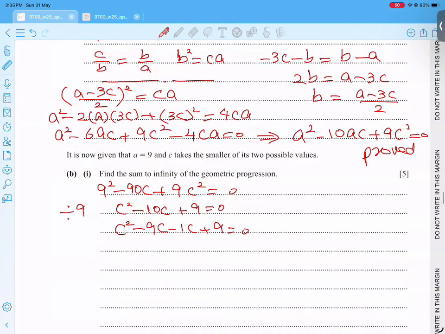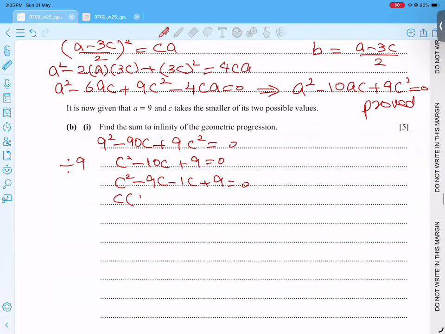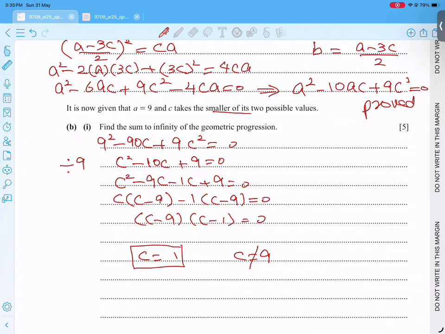Now C common and C minus 9, and minus 1 common, I get C minus 9, C minus 1 is equal to 0. I got two values of C, 1 and 9. He said take the smaller of the two values, so I will ignore 9. I will take this number.